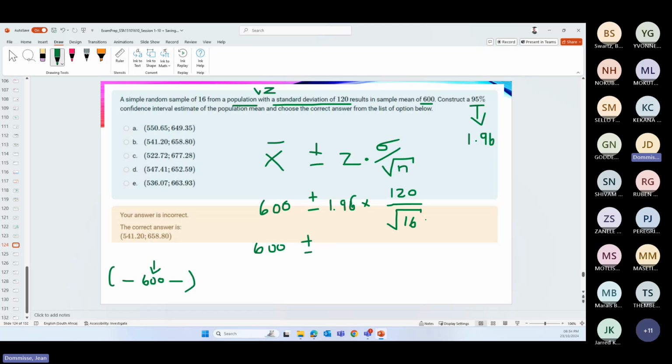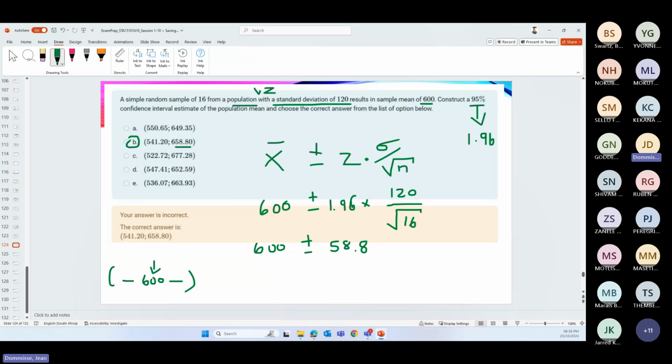So now we can work this out. 120 divided by the square root of 16, which is 4, gives us 30. 30 times 1.96 is plus minus 58.8. So the top one will be 658.8. And then if we subtract it, we get the lower one as well.